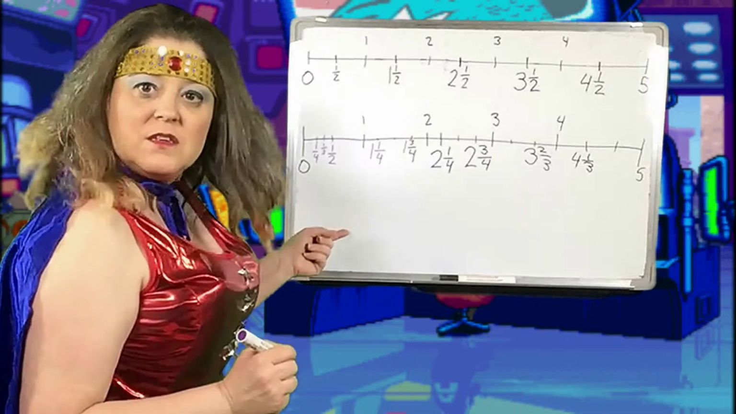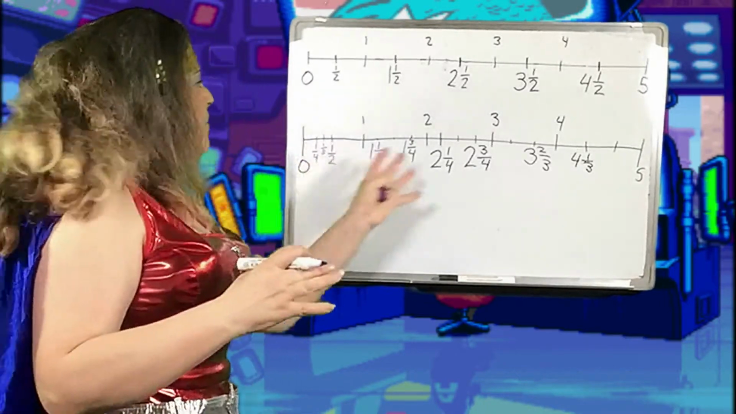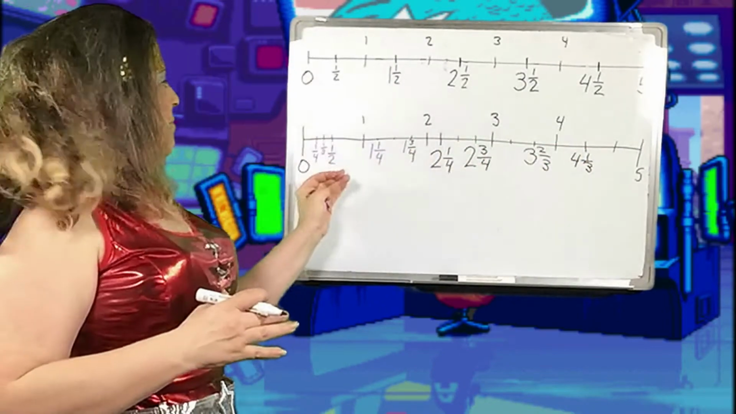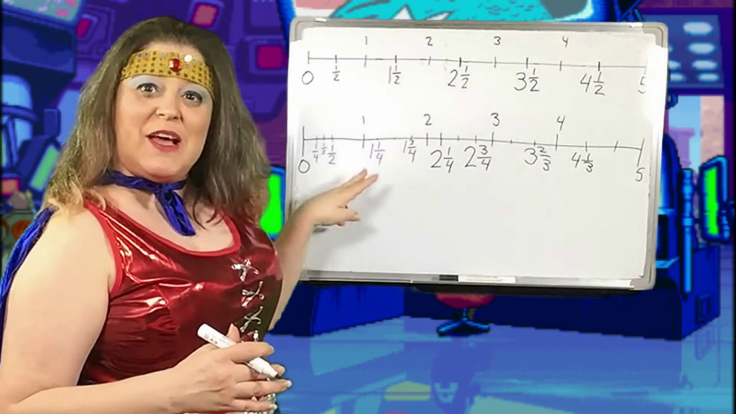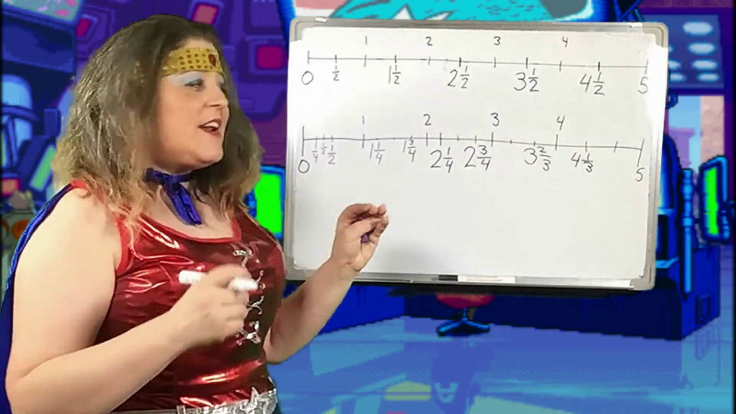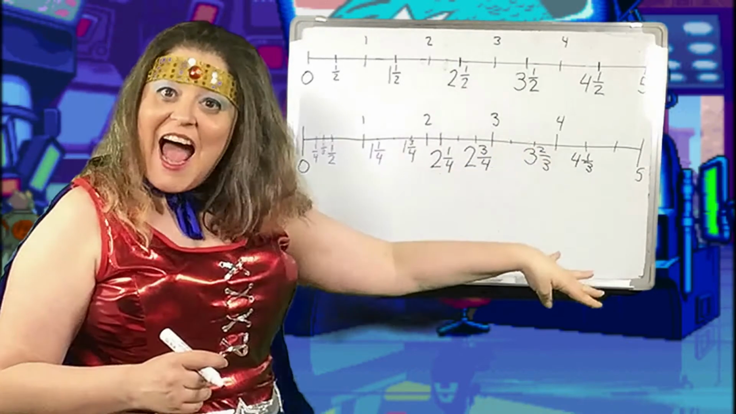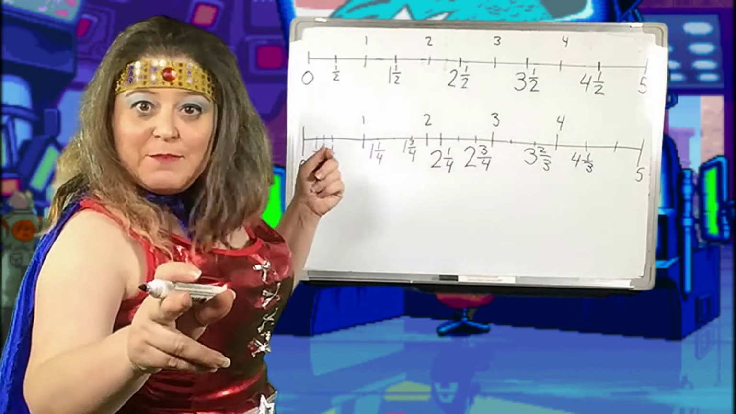What? Well, yes, if you're running out of space on your number line, maybe you can make another one underneath, because I've got quite a big whiteboard and even I'm finding it difficult to squish the numbers in. So if you're finding it difficult, just draw a new number line to add these extra numbers. That's a very good idea. Well done.